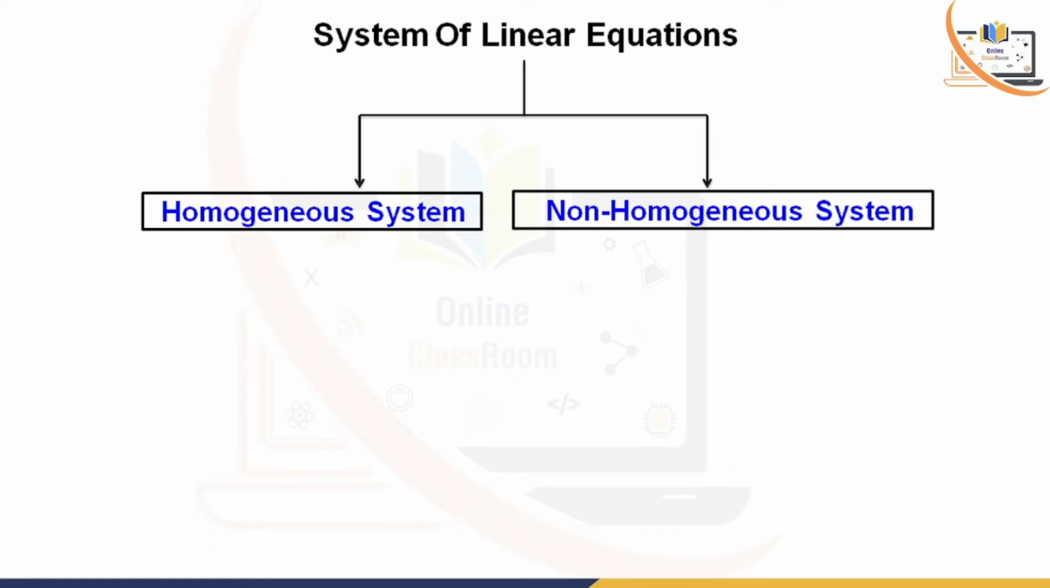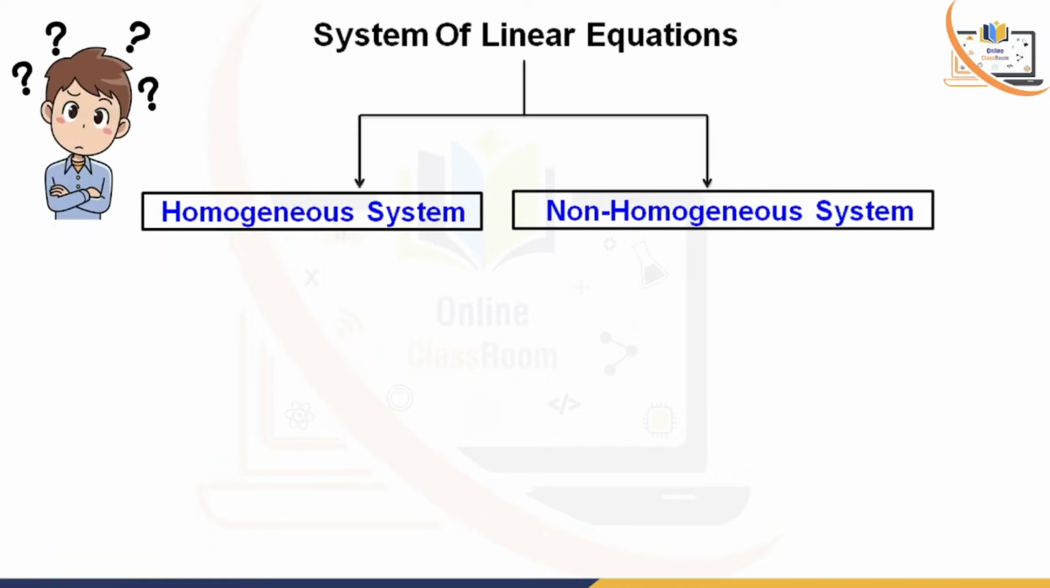Now we move to the topic system of linear equation classification. Basically, this particular system of linear equation can be split into two parts. First one is called homogeneous system. Another one is called non-homogeneous system. Okay. Now, what is homogeneous system?